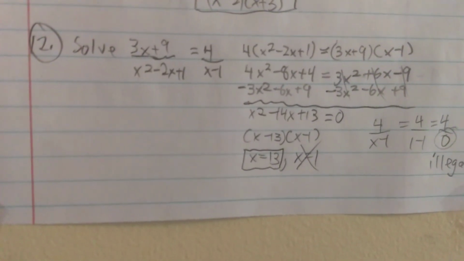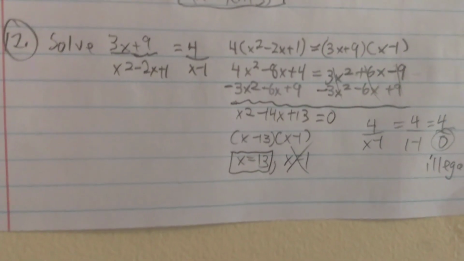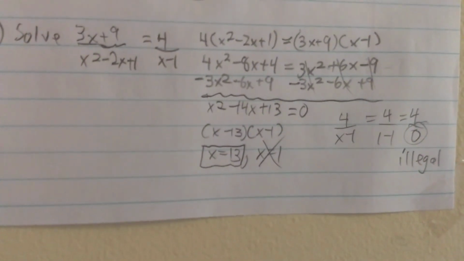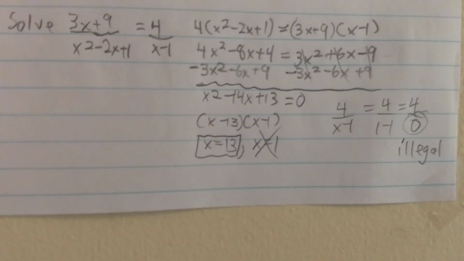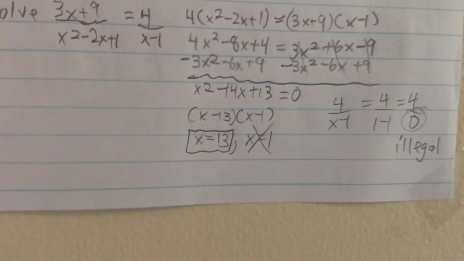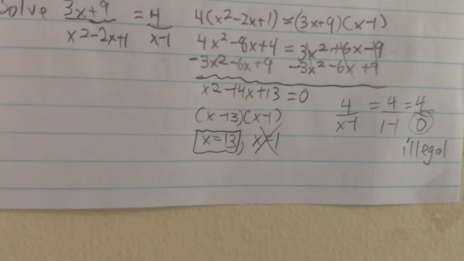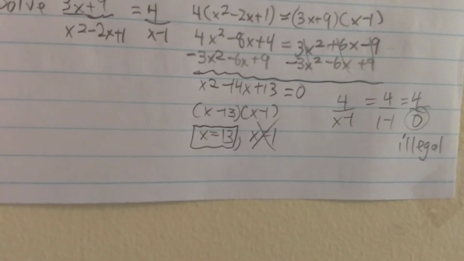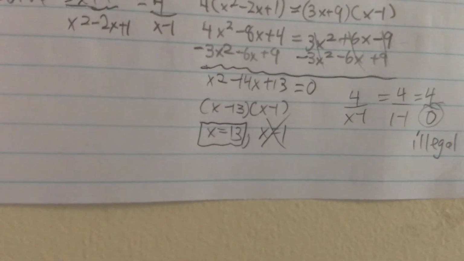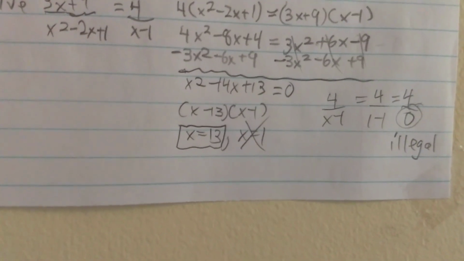Now on 13, we're going to cross multiply, and so that would give us 4 times (x squared minus 2x plus 1) equals (3x+9) times (x-1). Now the left one is pretty easy, just multiply everything by 4: 4x squared minus 8x plus 4. And now on the right, we're going to do 3x squared, the first, minus 3x plus 9x gives us plus 6x for the outer and inner, then minus 9 for the last.